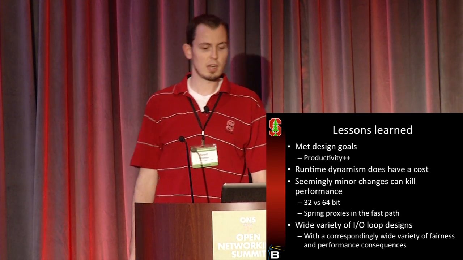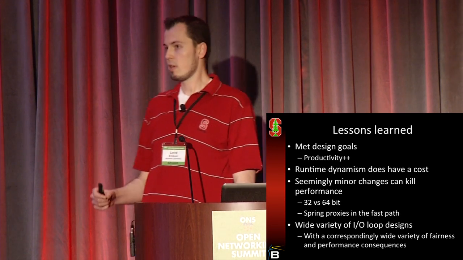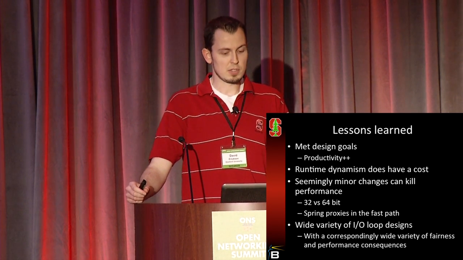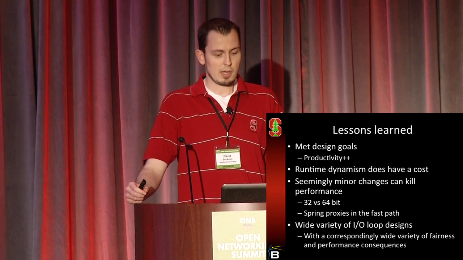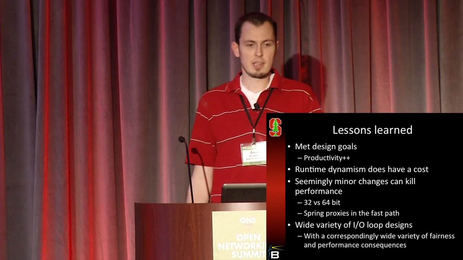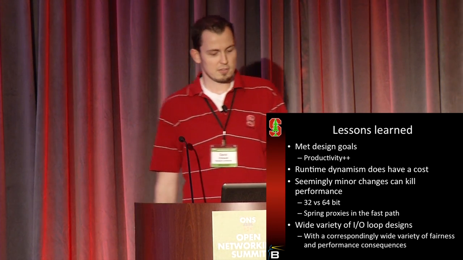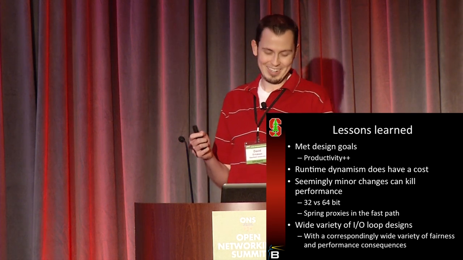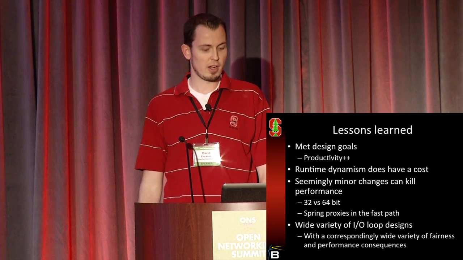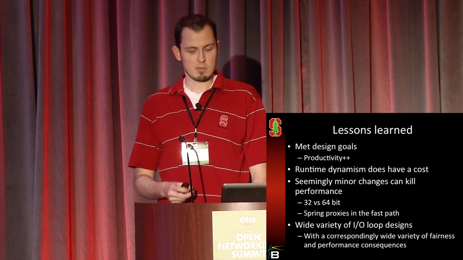I spent a fair amount of time on performance in Beacon, and I found that what you would expect to be minor changes can have a pretty large performance impact. Just running Beacon between 32 and 64-bit, you would think that you're running entirely different controllers because the 32-bit JVM is dramatically slower, which is surprising. We also use a library called Spring, and it turns out that between services, if you let Spring do its thing, you may have upwards of 30 function calls when you expect just one, and that can seriously degrade performance. Also, there's a wide variety of I/O loop designs, and those have a correspondingly wide variety of fairness and performance consequences. So carefully evaluate what you're doing there and make sure you understand what happens.